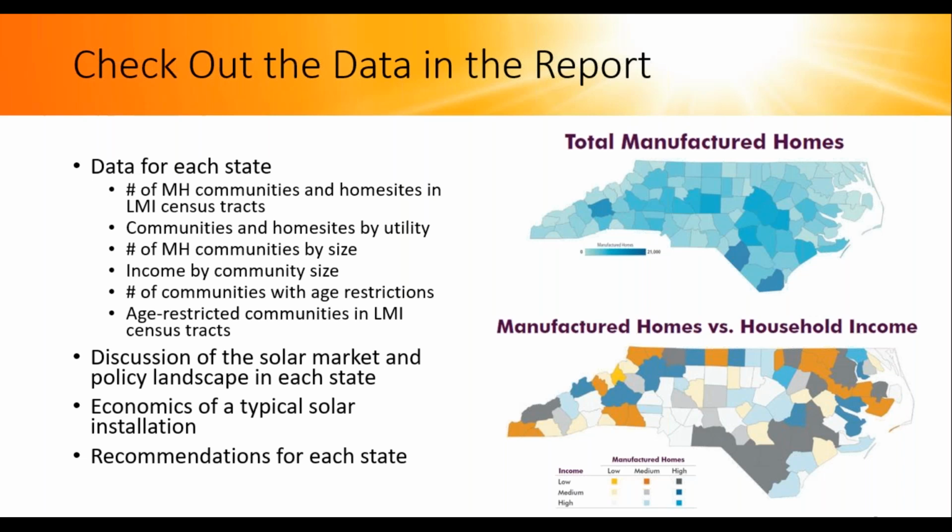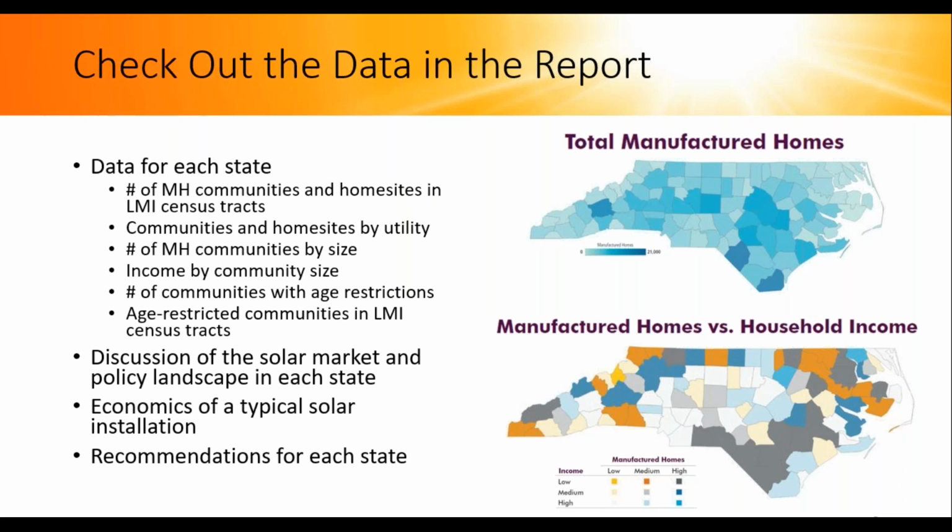Another thing we have for each state is two maps like the two on this page. These are for North Carolina. In the upper map, we show the number of manufactured homes by county, and the darker counties are the places with the largest number of manufactured homes.